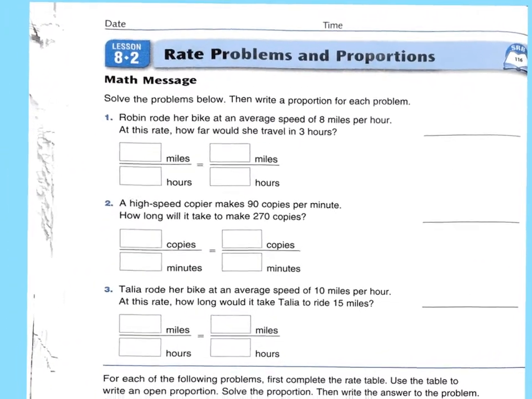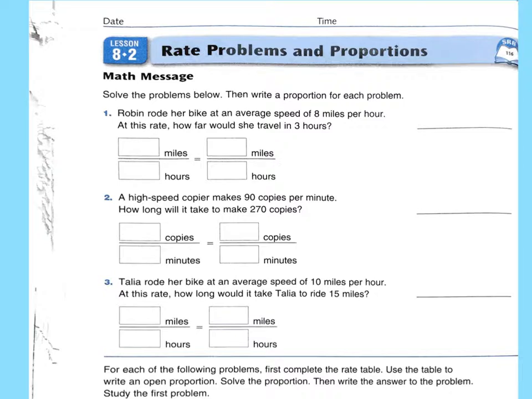We are going to look at page 282 out of your math journal together, starting with the math message. Solve the problems below, then write a proportion for each problem. So you can see they already set up the proportions for us and have it organized. We just need to put in our numbers.